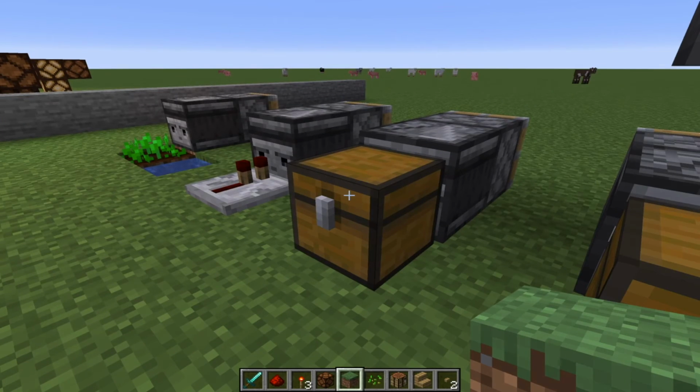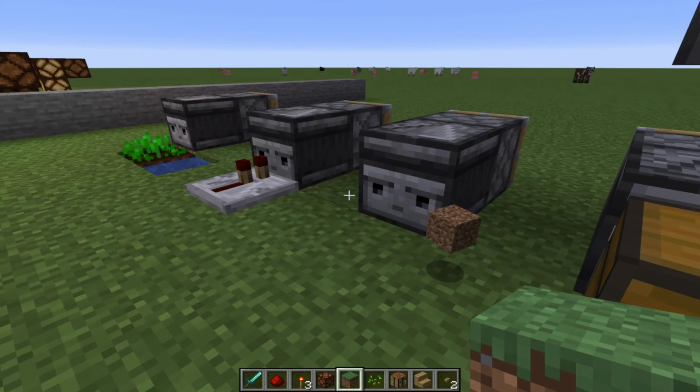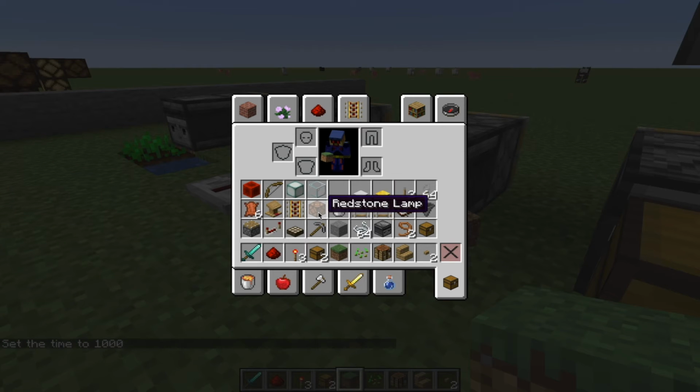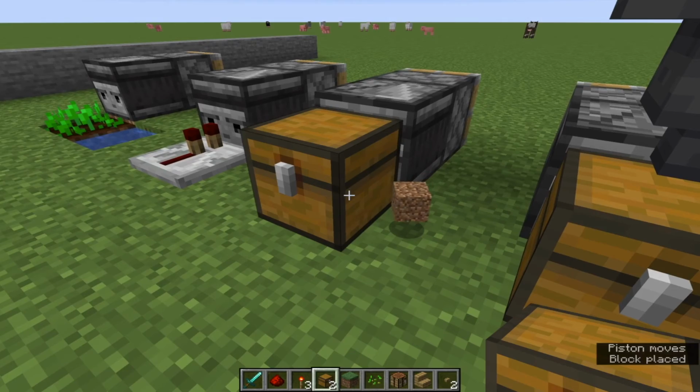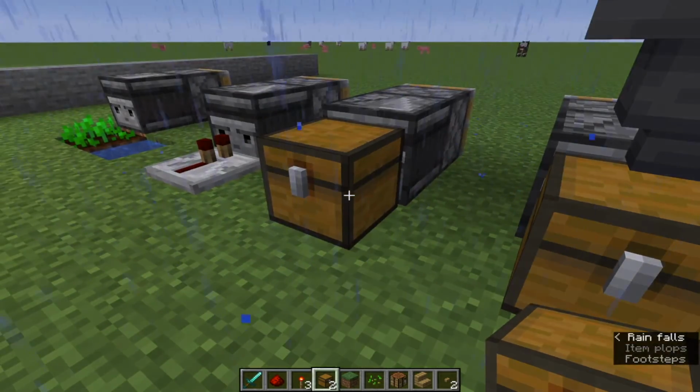Now I wonder what happens. Well, obviously if I break the block. However, what if I place a trapped chest? Well, I placed it, and again it activated, but that's just because I placed a block down.